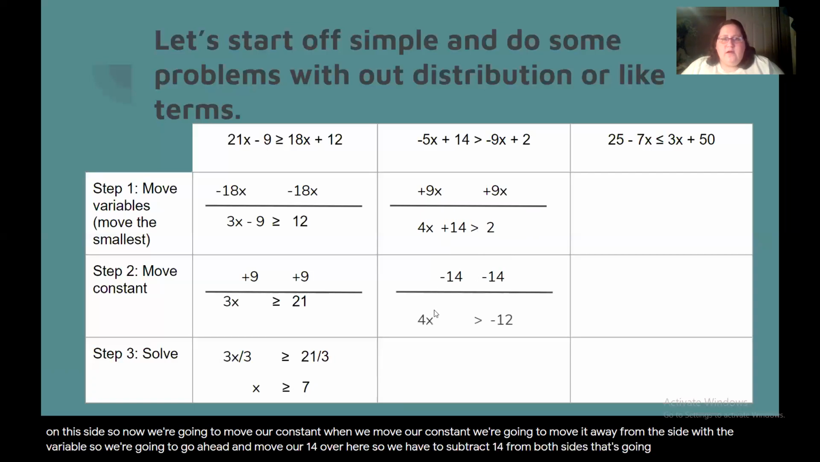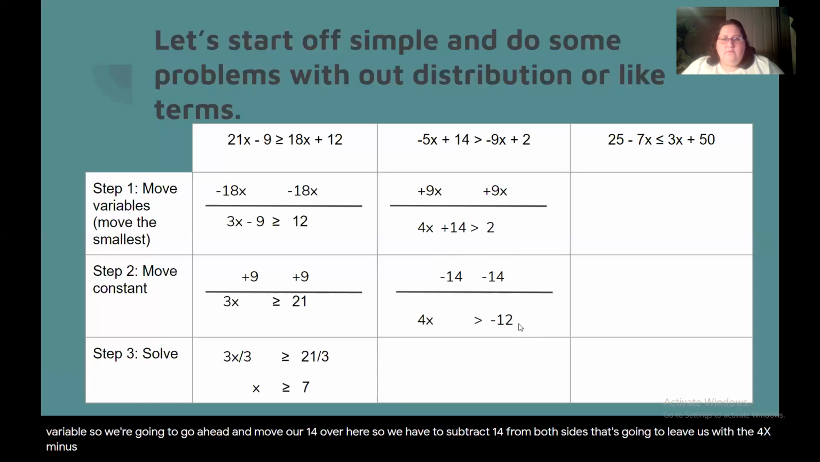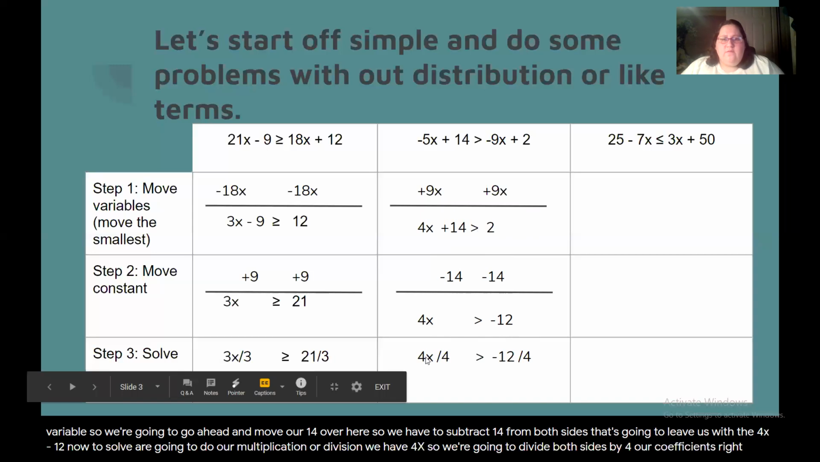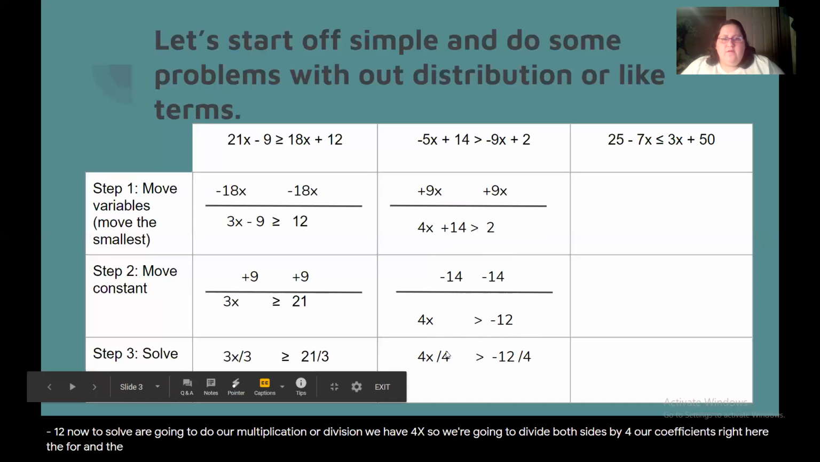That's going to leave us with the 4x minus 12. Now to solve, we're going to do our multiplication or division. We have 4x, so we're going to divide both sides by 4. Our coefficients right here, the 4 and the divide by 4, are going to cancel out. We're going to be left with just x, and 4 goes into negative 12 negative 3 times. So we have x is greater than negative 3.